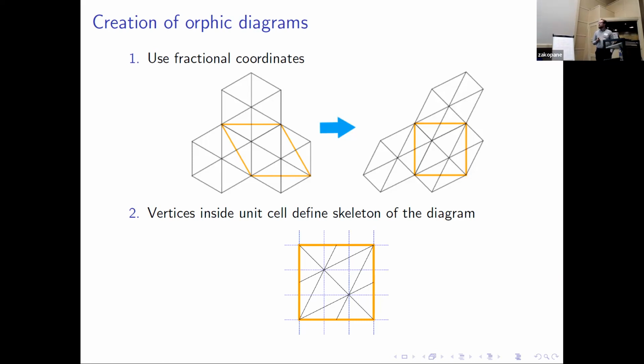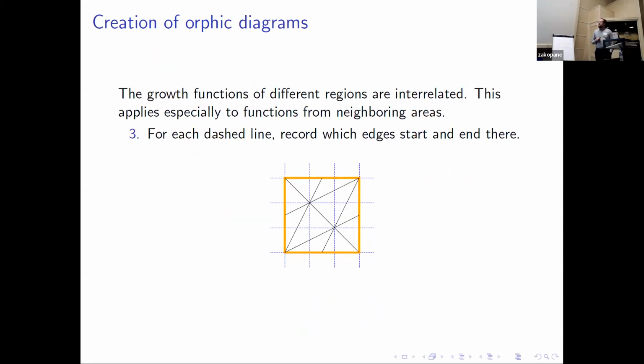So in the next step, we draw these dashed lines going through vertices and parallel to the sides of the frame. These lines give us the skeleton of the diagram. At this step, we can see all regions with possibly different growth functions. Growth functions of different regions are interrelated, especially those of neighboring areas. So to save time in the next steps, we now record which edges start and end at every dashed line, because only these edges are important when we go from one region to another across these lines.